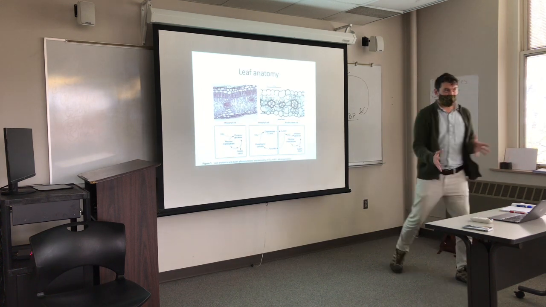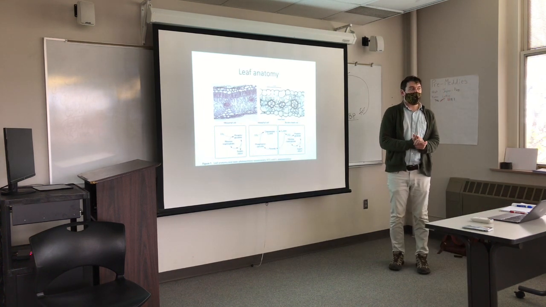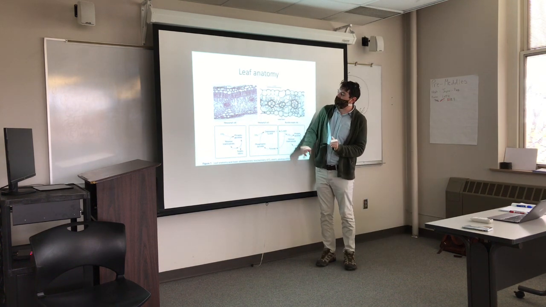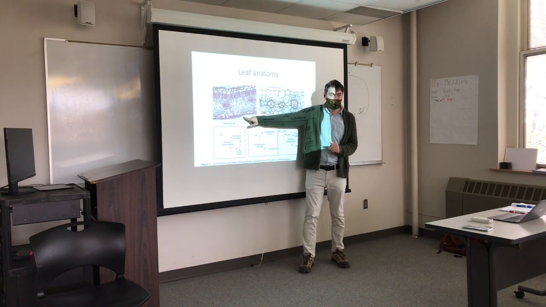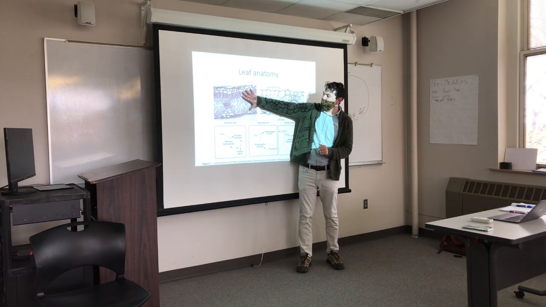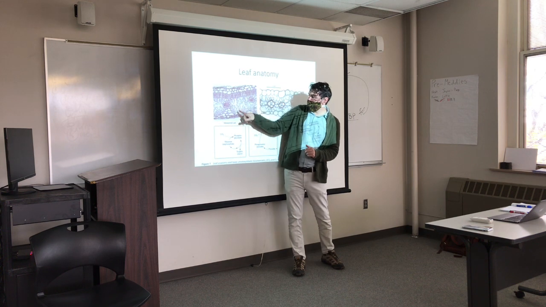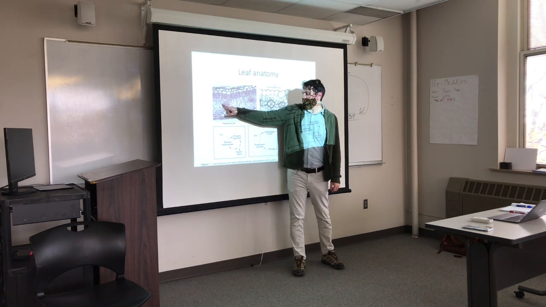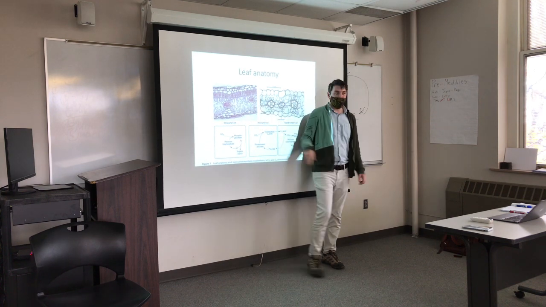A moment ago, I told you about leaf anatomy. Here's another section of a leaf. We've got an epidermal layer down here. We've got an epidermal layer up here. We've got a leaf mesophyll. All the little cells in here are leaf mesophyll cells. And this clump right here, those are the veins.